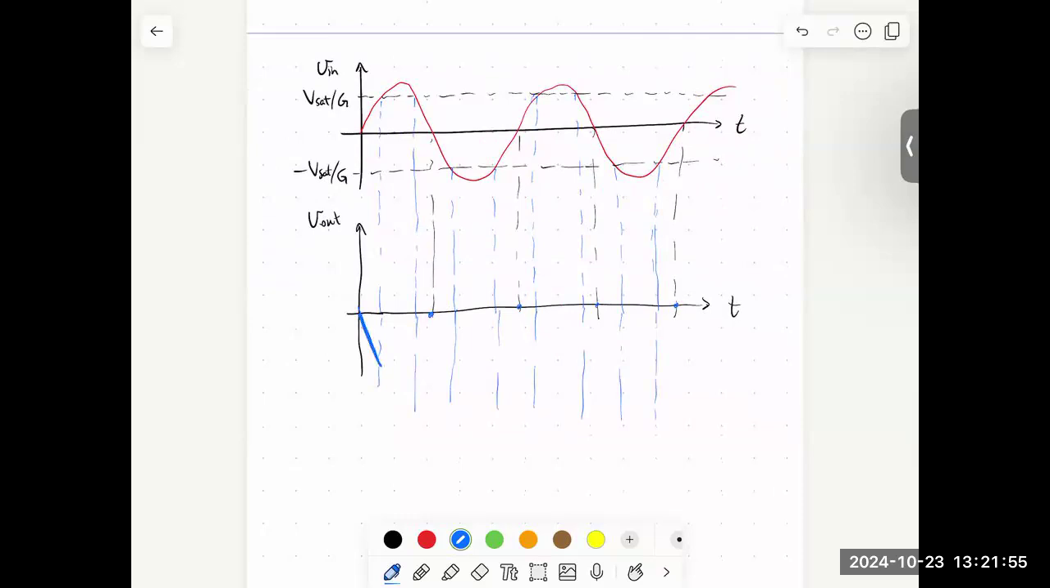Let me skip over this section for a bit. And then we go to this section here. And from this time to this time, we're in the allowed range of our input voltage. We just have to invert this. And so that's going to look something like this.